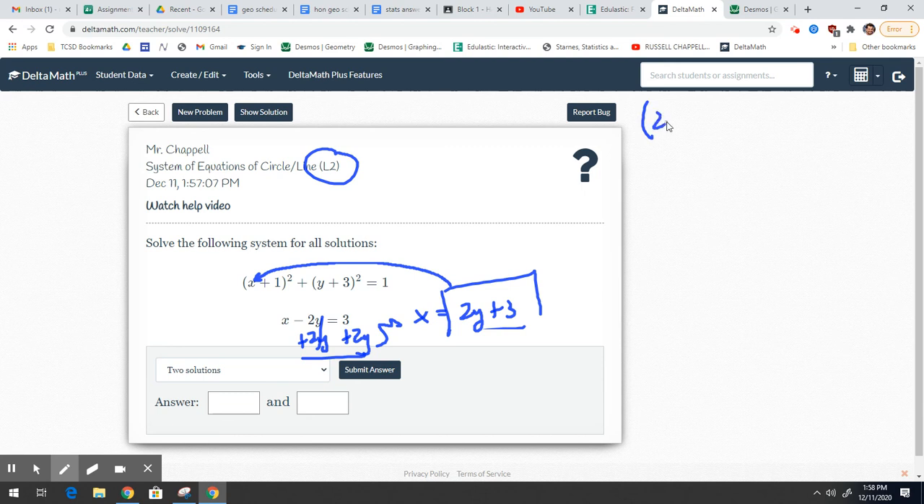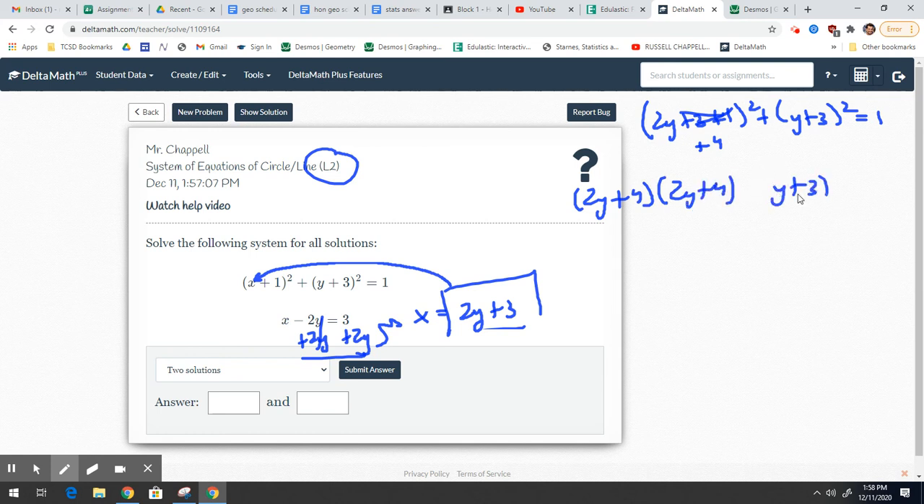It becomes 2y plus 3 plus 1 squared plus y plus 3 squared equals 1. Now, I'm going to take this plus 3 and plus 1 and make it a plus 4. So that first expression now says 2y plus 4. In both cases, we have two binomials we need to square. So we'll do 2y plus 4 times 2y plus 4, and y plus 3 times y plus 3.